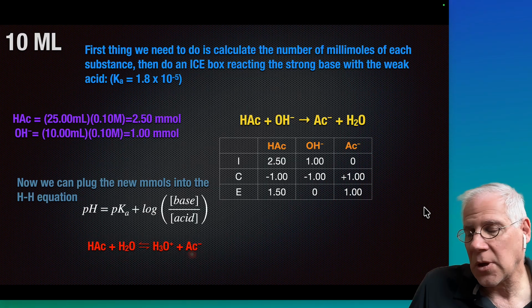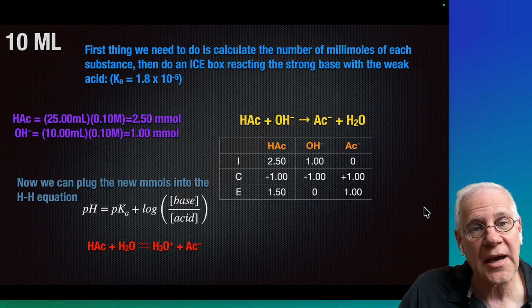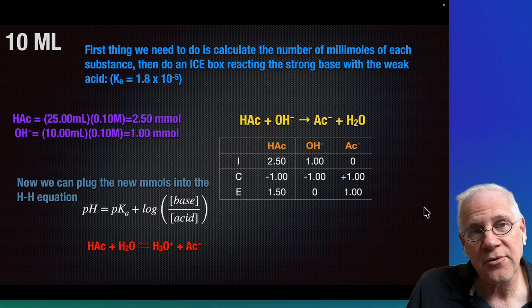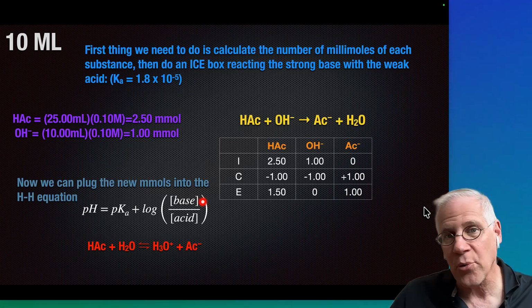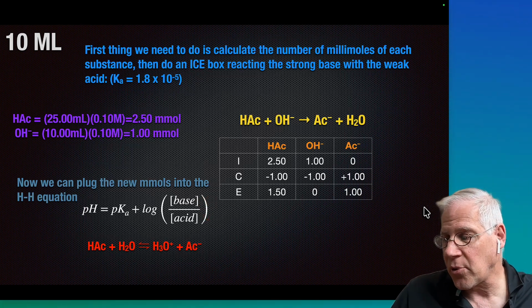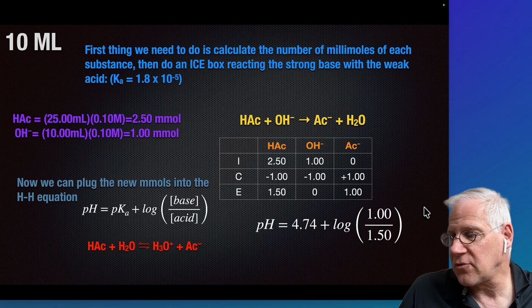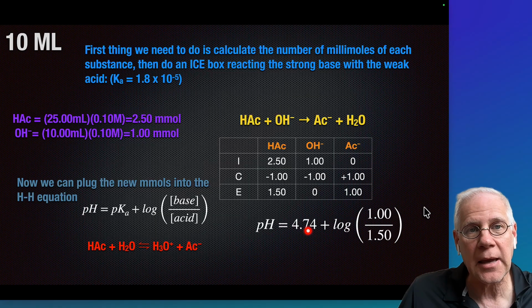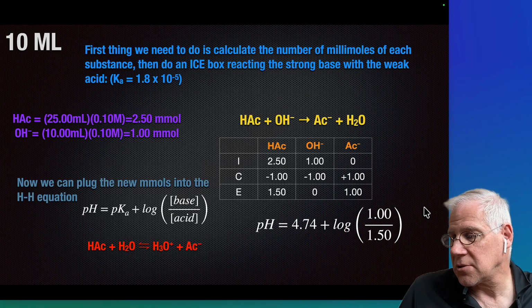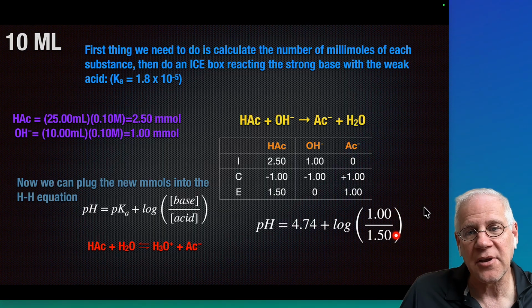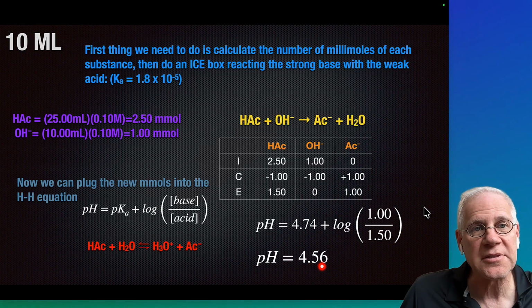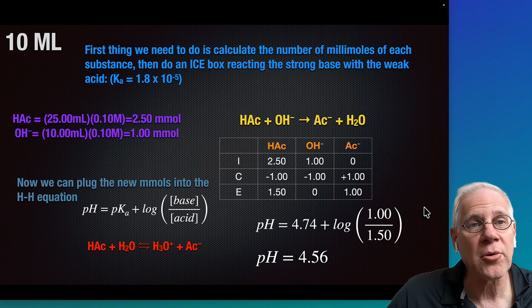This is our equilibrium that we have taking place, in case you're wondering which is the acid and which is the base. Remember that your Henderson-Hasselbalch equation is still set up as products over reactants. And so our product is the acetate ion, our reactant is the HAc. So we plug in those values. We have the 4.74 for our pKa, and our log will be the concentration of the base, the acetate ion at 1, over the concentration of our acid, our HAc at 1.5. And when we calculate that out, we get a pH of 4.56. So after adding 10 milliliters of strong base, we're now going to have a pH of 4.56.